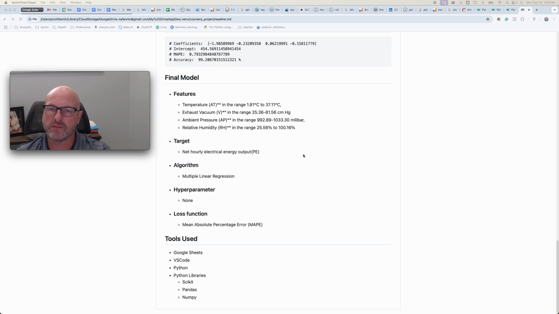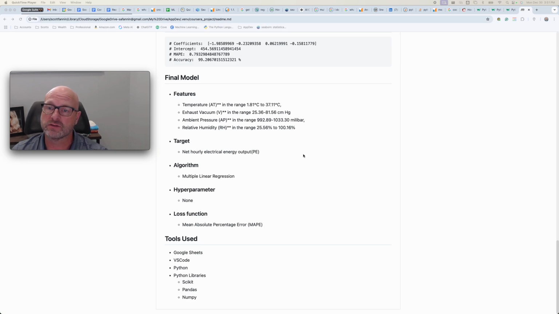So the final model that I'm proposing that we use for this: these are all the 4 features that we have included in the data set, and the target would be our net hourly electrical energy output. The algorithm that performed the best was the multiple linear regression algorithm. It has no hyperparameters, and the loss function that I chose to use is mean absolute percentage error.